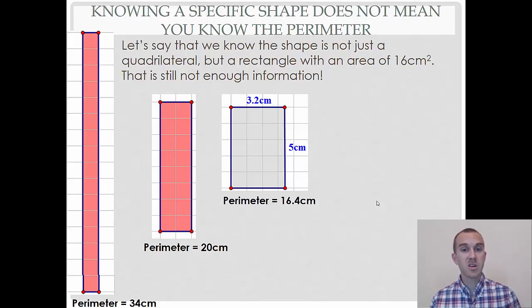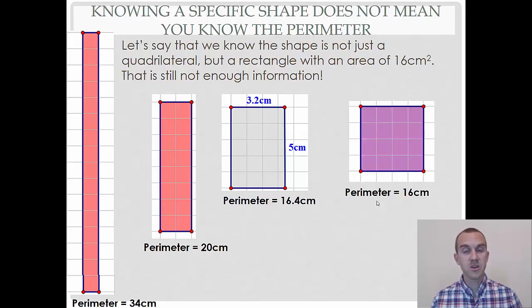And let's not forget that you could have decimal values for your size. They don't have to be whole numbers. So if I had a 3 2/10 centimeter by 5 centimeter rectangle, I have an area of 16 square centimeters, but the perimeter is 16 4/10. And don't forget that a square is a type of rectangle. It's a special rectangle. So I still have that 4 by 4 square that has a perimeter of 16 centimeters. So to be able to solve these problems and discuss perimeter, we have to know more than being given something like the area and the name of the shape.